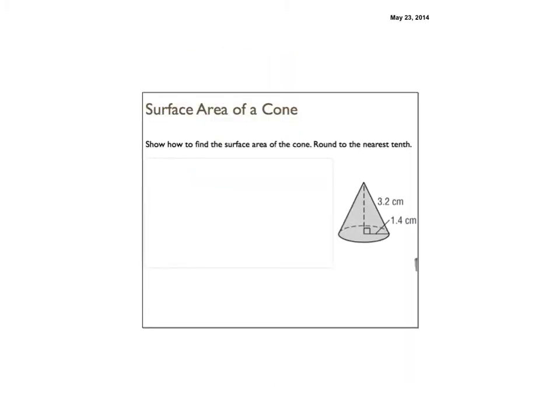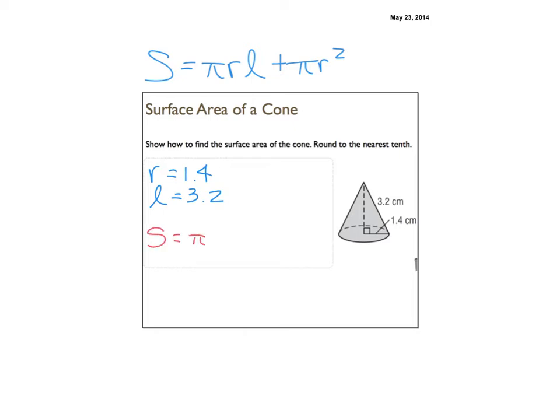So now let's look at the surface area here. Let's remind ourselves of the surface area formula for these cones. We have pi times the radius times the slant height plus pi r squared. So we need the radius and the slant height, and we have that. We have the radius equals 1.4. The slant height is 3.2. Now we're just going to plug it in. So I have pi times 1.4 times 3.2 plus pi times 1.4 squared.